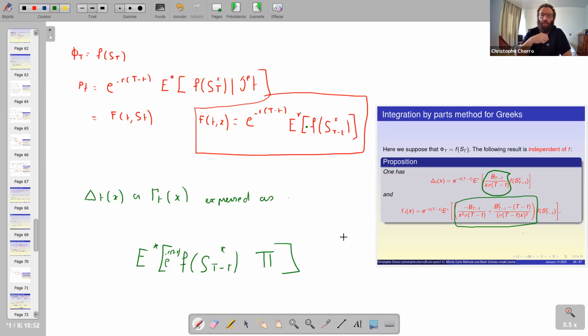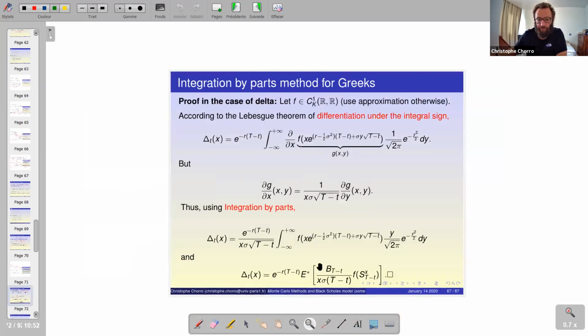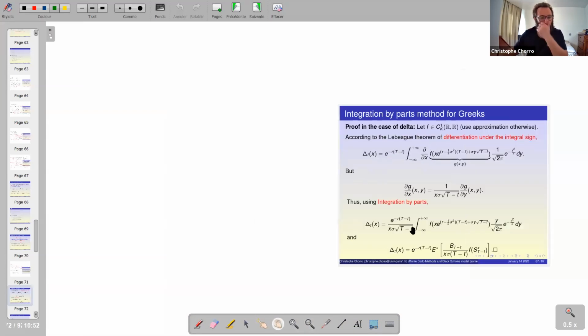Okay, so I have this. So maybe let me show you how to prove this proposition, at the very least in the case of the delta. It's the objective of the next slide, and I will explain to you how to obtain the proof in this situation. You have all the things here.